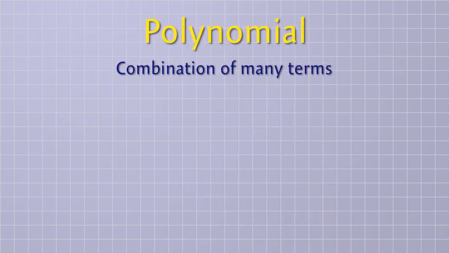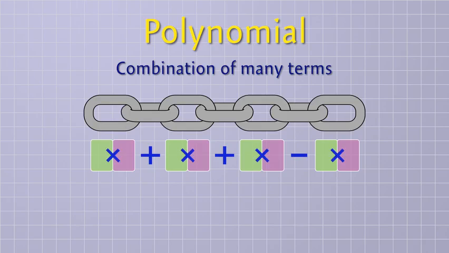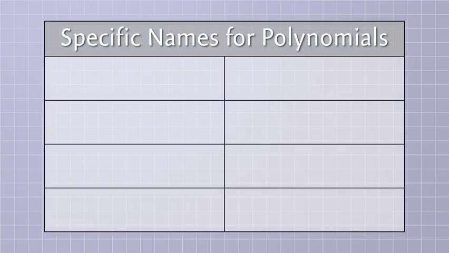A polynomial is a combination of many terms. It's kind of like a chain of terms that are all linked together using addition or subtraction. The terms themselves contain multiplication, but each term in a polynomial must be joined by either addition or subtraction. And polynomials can be made from any number of terms joined together. But there are a few specific names that are used to describe polynomials with a certain number of terms.